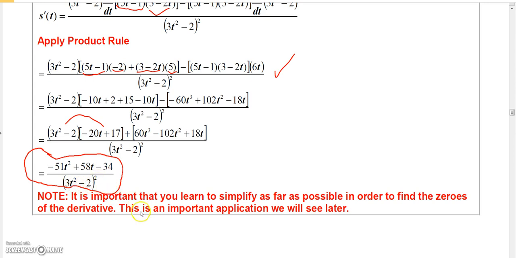And you can see here I'm telling you it is important that you learn to simplify as far as possible in order to find the zeros of a derivative. And you see that later when you get to the applications of a derivative. Okay, so that's all I have now. So in the next step I'm going to talk about the chain rule, which introduces a rule called the general power rule. You might remember we had the simple power rule earlier, but we're going to move on to the general power rule in the next video.